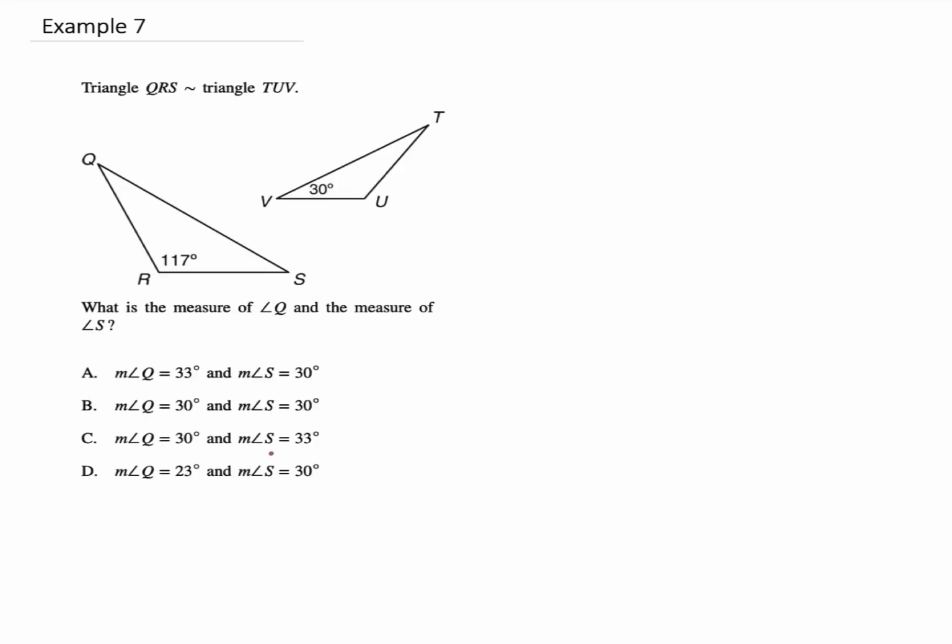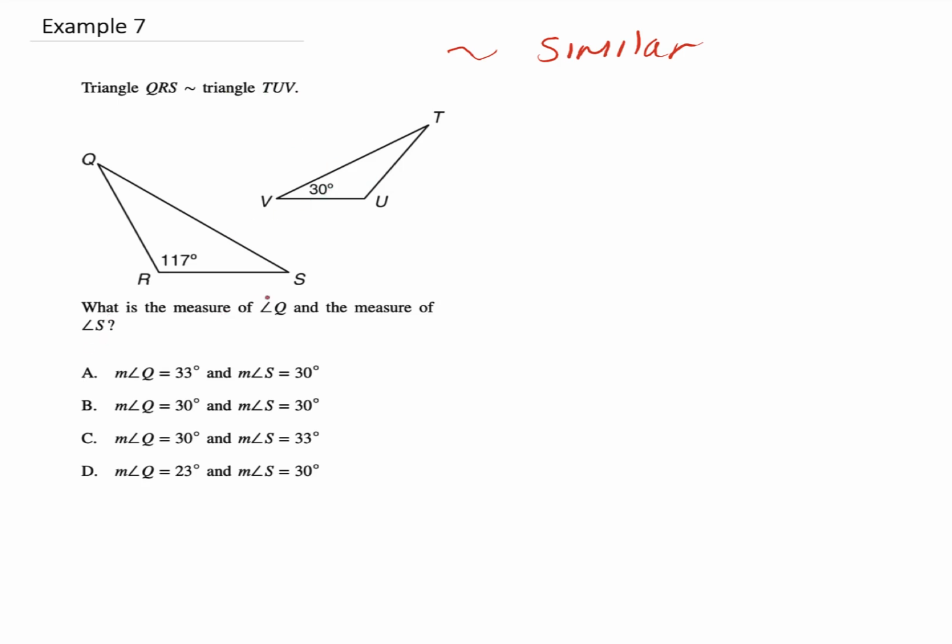This is our final example, example 7. Triangle QRS, and when you see this little wiggly line in the middle, that means similar. If you see that on your TASC test, it means similar. Sometimes they don't write the word similar. They use this little squiggly line, the symbol. So this is similar to triangle TUV. So these are similar.